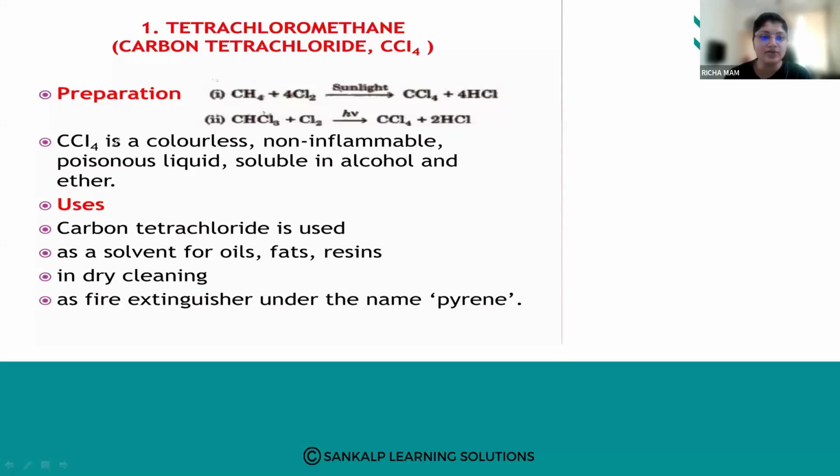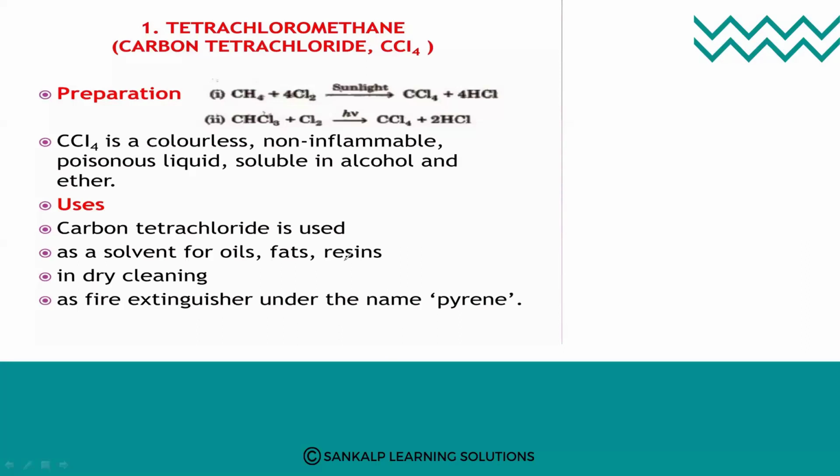Then CCl4, carbon tetrachloride, is a colorless liquid. It is non-inflammable. It is a poisonous liquid and it is soluble in alcohol and ether.